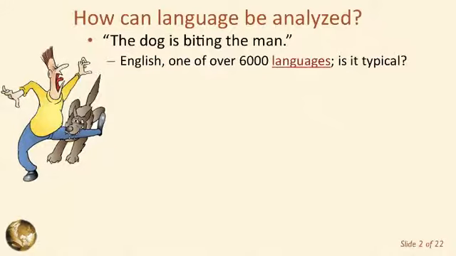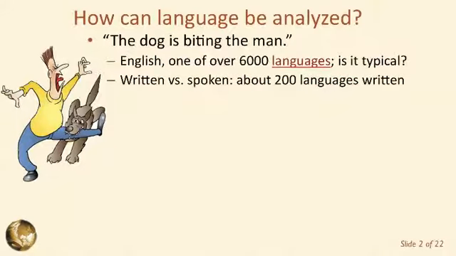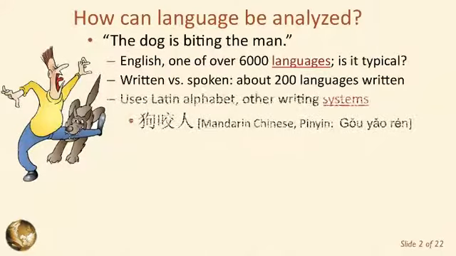Is English typical of languages? Well, yes and no. It's a spoken language, but it's also a written language. Not all languages are written. In fact, the minority of languages have a written form. In terms of its writing system, it's typical of a lot of languages that use the Latin alphabet, but certainly not all languages do. And there are languages like Arabic or Russian that use different writing systems.